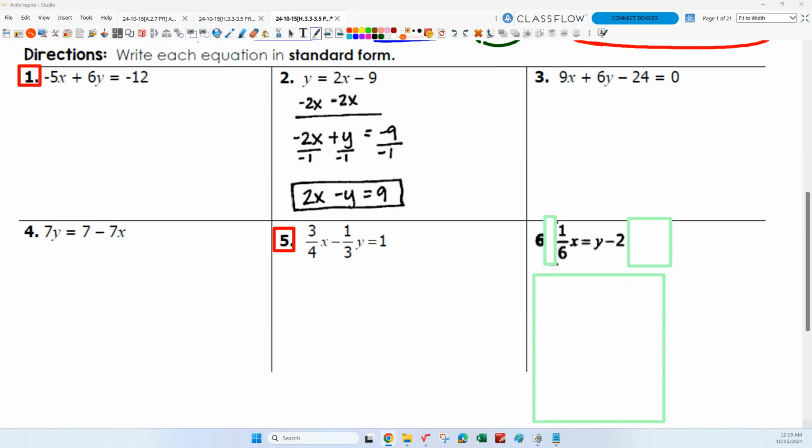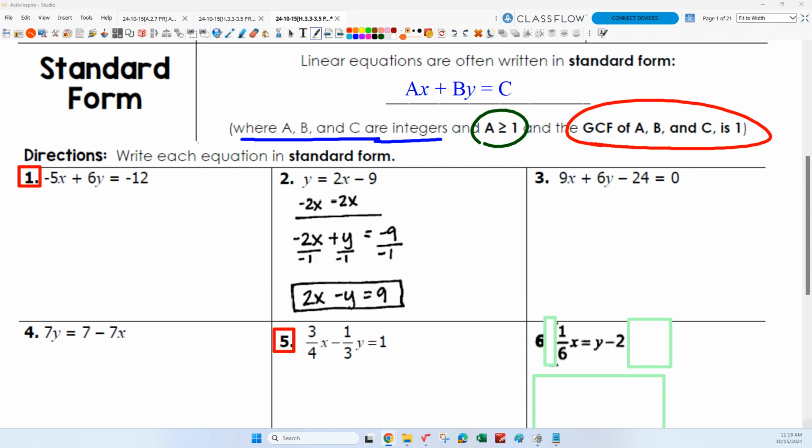What about number 1? If I wanted to put that, is it in standard form? It is. What's the one rule that we're breaking on this one? If we're going to follow these rules, what's the one rule that we're breaking? A needs to be positive. So what's the only thing I would have to do in that equation to follow all the rules? What would I have to do? Switch the signs. How do I accomplish that algebraically?